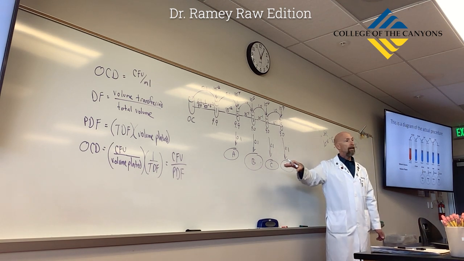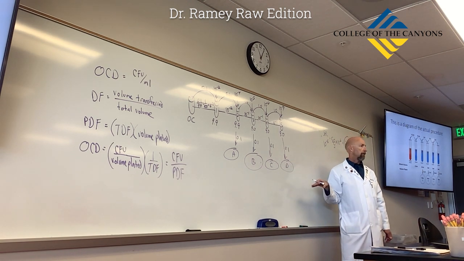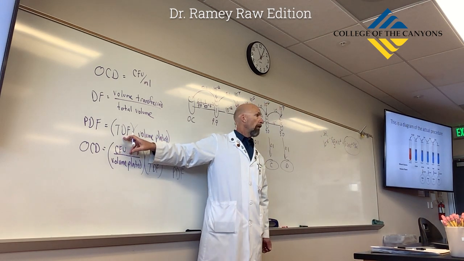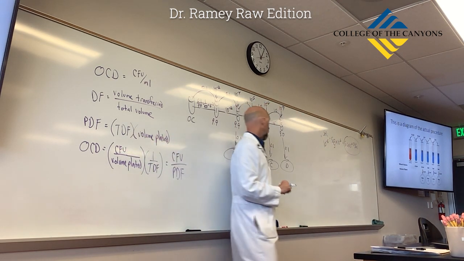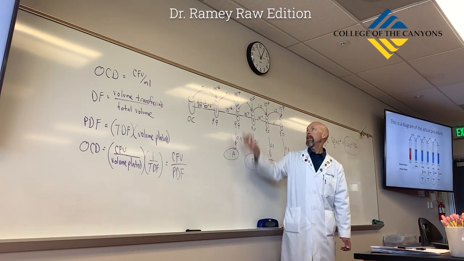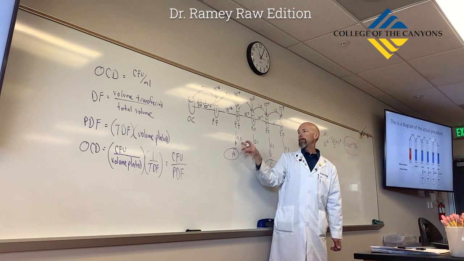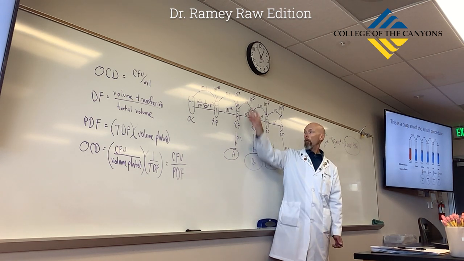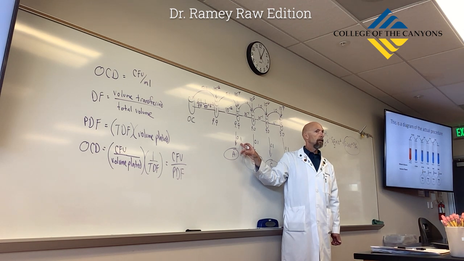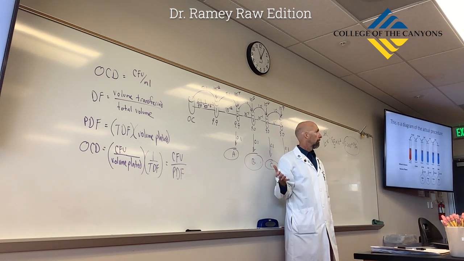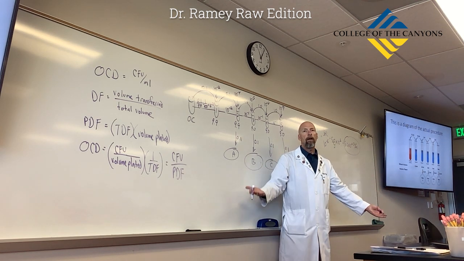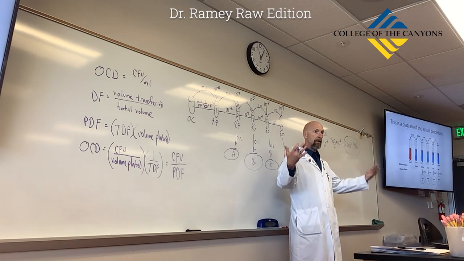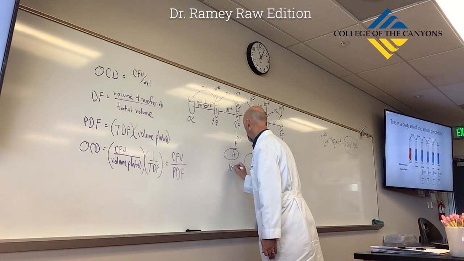And now we need to calculate the PDF, the plate dilution factor, of each of the plates. The formula for PDF is the total dilution factor of the tube times the volume plated. Let's start at plate A. TDF is 10 to the minus 4 times 0.1. What's 10 to the minus 4 times 0.1? 0.1 is the same as 10 to the minus 1, so 10 to the minus 4 times 10 to the minus 1 is 10 to the minus 5. So the PDF here is 10 to the minus 5.